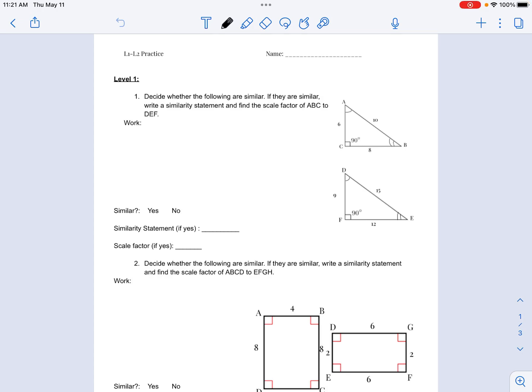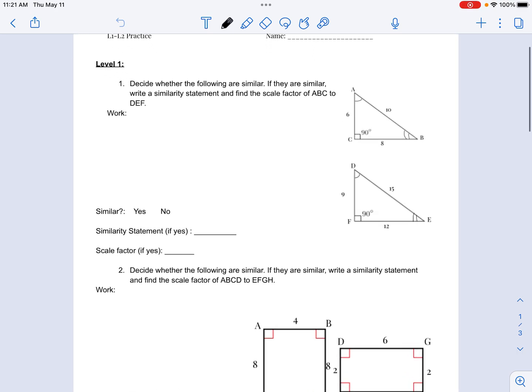Okay, so we are trying to decide if the triangles are similar. In order to figure out if they're similar, the first thing we need to do is check the angles. I can see clearly that it has three angles that are the same. Remember, angles have to be exactly the same. So I see this is the same as this, and then the third angle is 90 degrees in both. So check your angles to start.